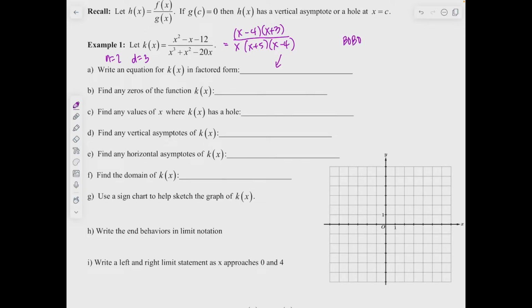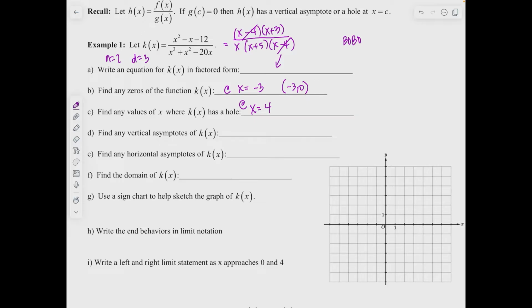Find any zeros of the function k of x. Find any values of x where there's a hole. The first thing I notice is there is going to be a hole. The value of x where there's a hole is x equals 4. The zero of my function is at x equals negative 3. The zero would be the x-intercept.